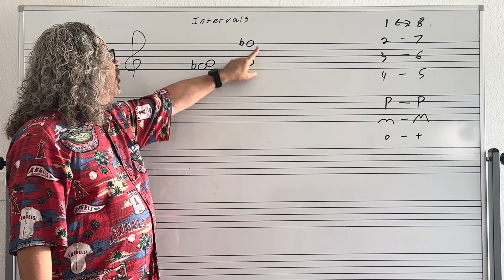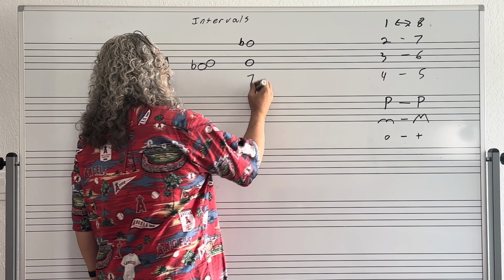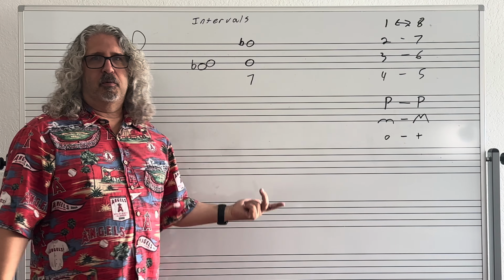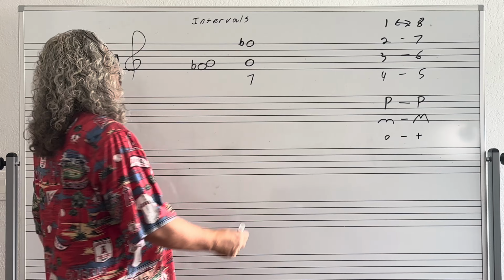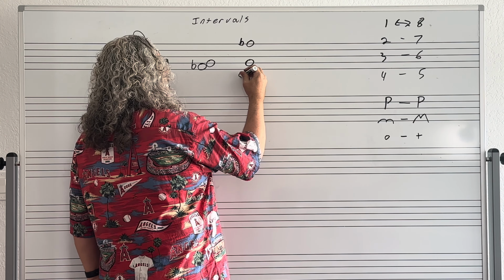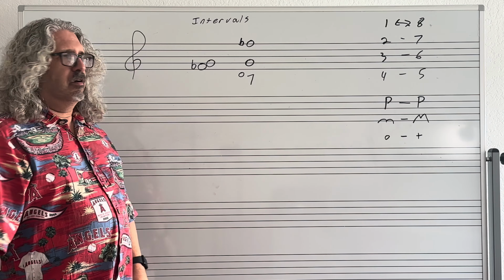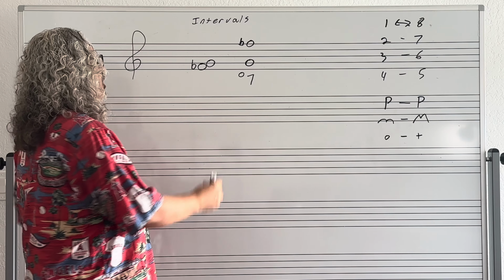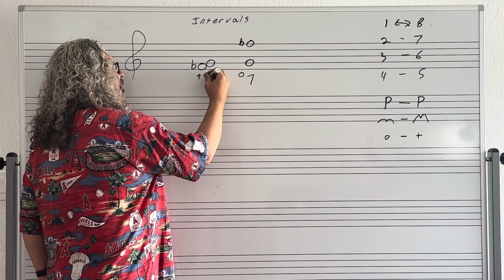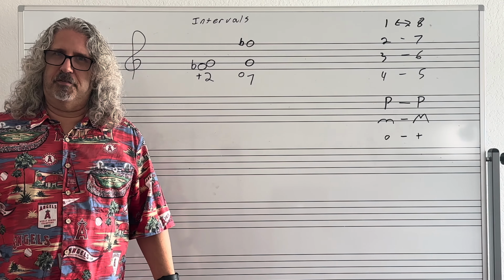Okay, so first of all, what's the number? That's going to be a seventh. If you count it out, you'll see that. F sharp would make it major. So F natural would make it minor. So an F flat would make this a diminished seventh. Okay, so if that's a diminished seventh, what would the inversion be? And the answer is an augmented second using the rule of nines.